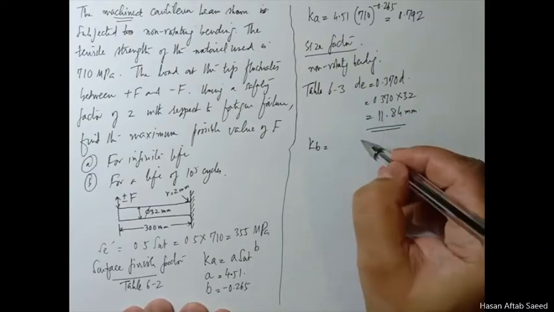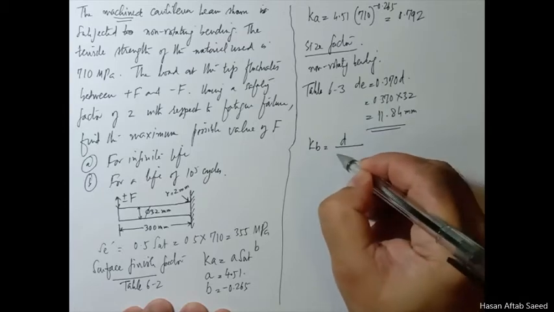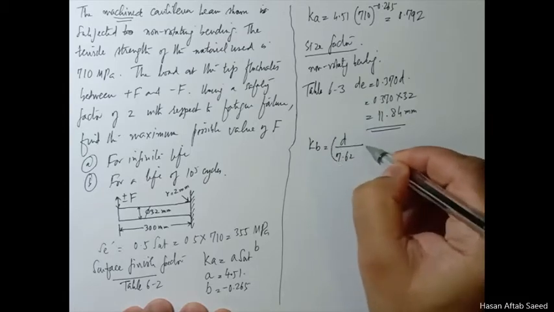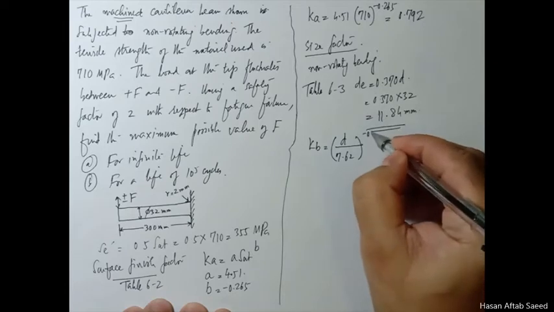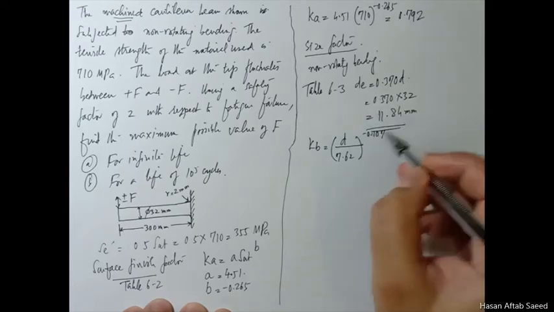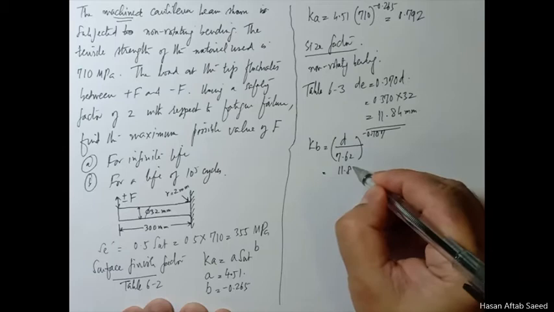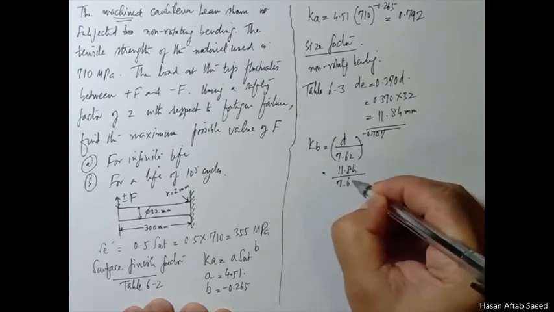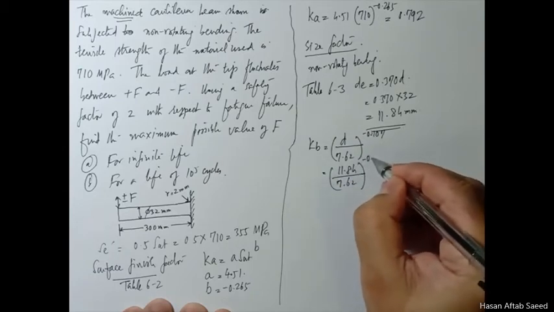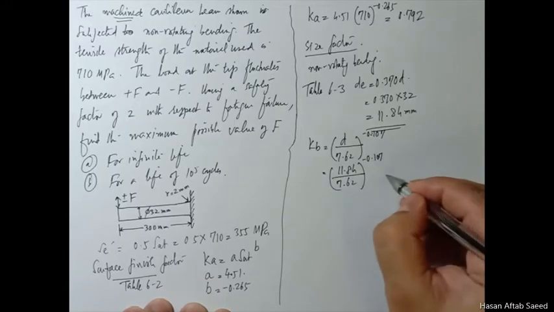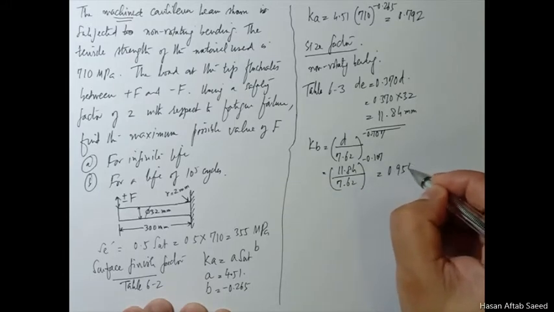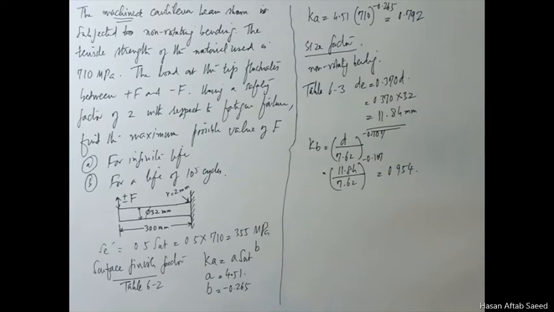Now once you have this de, you can turn to your size factor equation, and this kb is nothing but 7.62 de to the power -0.107, and if you put in the value of the diameter, then this is the value of kb.